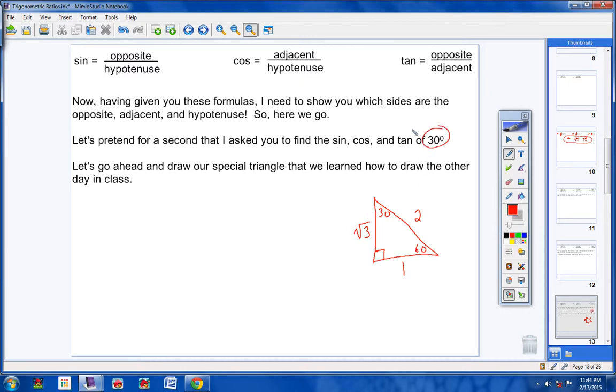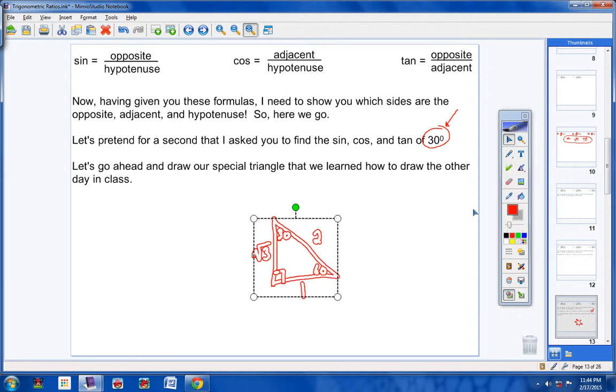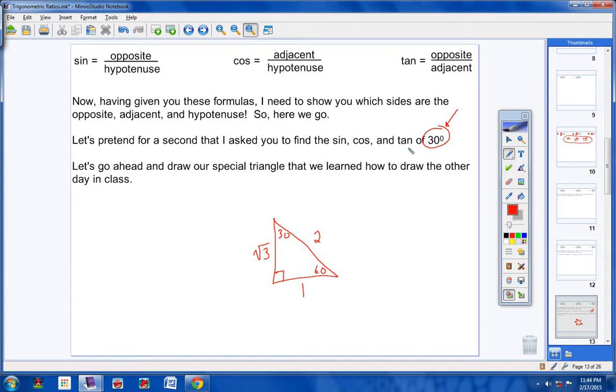Now let's review for a second. Let's relax and let's review. Remember how I told you the sine, cosine, and tangent are nothing more than the ratio of two sides of a right triangle. Got it? So if I'm going to ask you to find the sine, cosine, and tangent of 30, then I better draw a right triangle so that I can look at my sides and find my ratios, okay? So here's my right triangle.